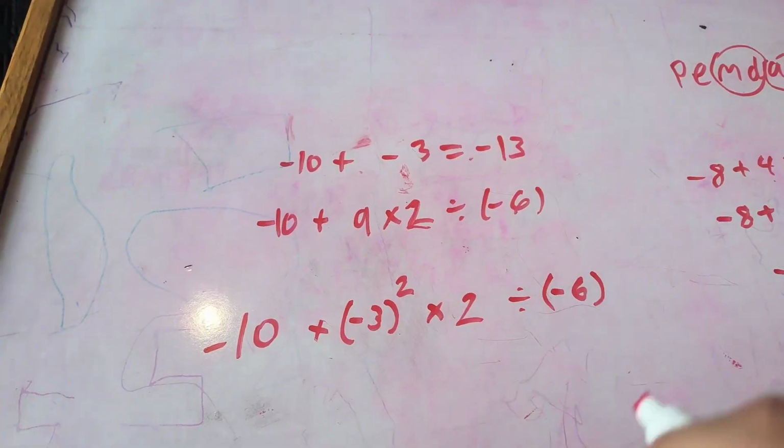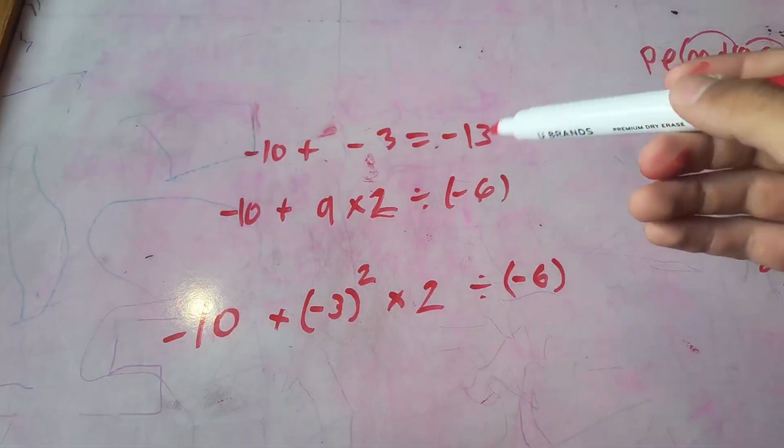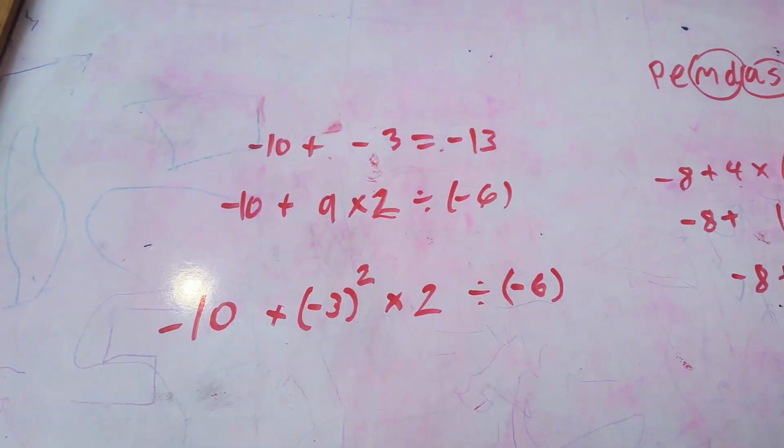There you go. And that's it. That's how you solve it. PEMDAS: parentheses, exponents, multiplication, division, addition, and subtraction. And the answer is negative 13.